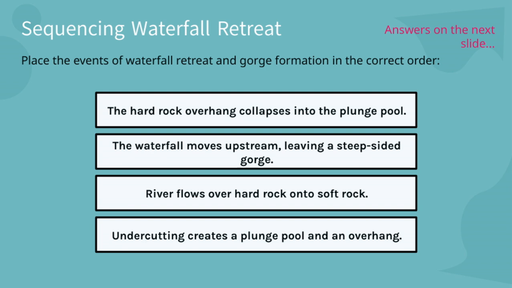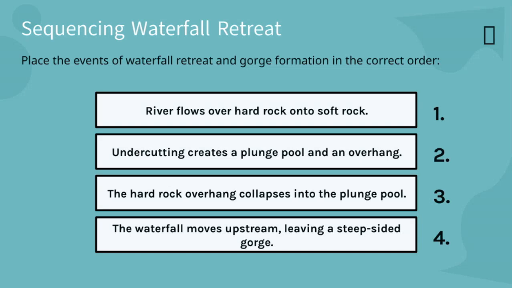Think about the process from the beginning. First, the river needs to flow over hard rock and soft rock. Then the softer rock is eroded more quickly, creating a step, a plunge pool, and an overhang. Then the unsupported hard rock collapses. Finally, the process repeats and the waterfall retreats upstream, leaving behind a gorge.